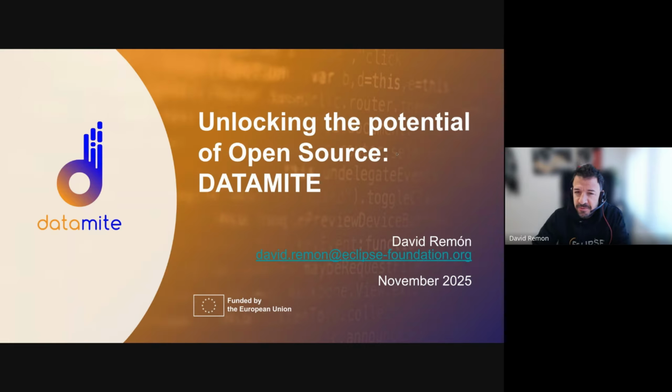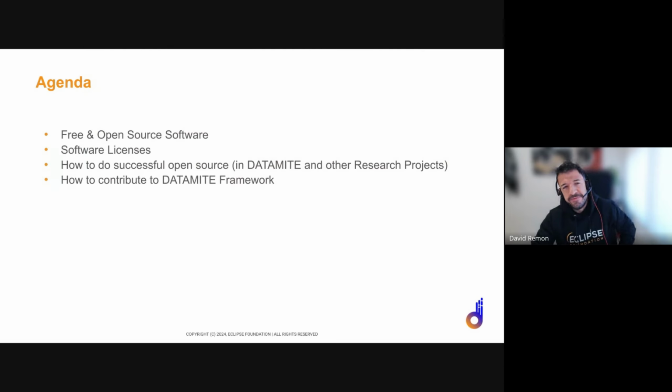We are going to start with a brief history of the free software and open source software, going through the licenses, and then we are going to see the open source best practices applied in the DATAMITE project. And finally, we are going to give you the instructions in case you want to contribute to the DATAMITE framework and you want to code or look at the code that we have developed in the project. So we will give you the instructions where to find it, how you can upload or contribute to collaborate with the project.